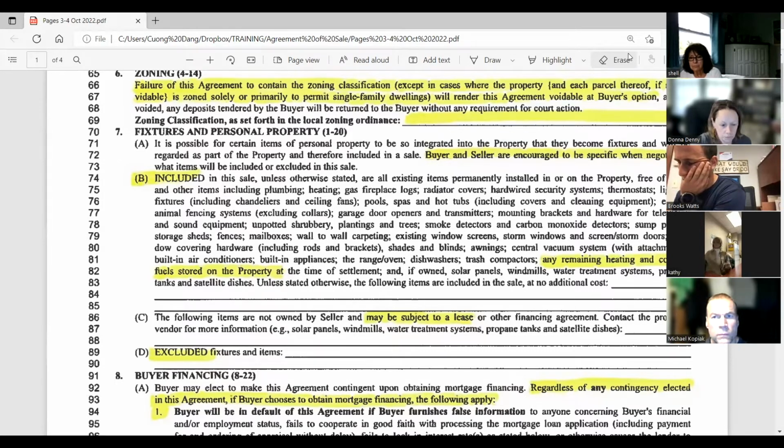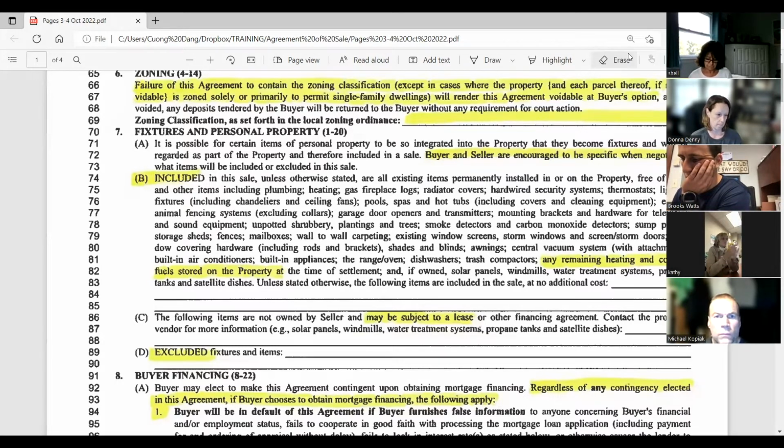Plumbing, heating, gas fireplace logs, radiator covers, security systems that are hardwired, thermostats, lighting fixtures, pools, spas, and hot tubs, including covers and cleaning equipment, electric fencing systems, excluding the collar, okay? Garage door openers, transmitters, mounting brackets, and hardware for TV. Not the TV, but the hardware for it that is attached to the wall. Sound equipment, unpotted shrubbery. So if you have a plant that's in a pot, they can take it with them. If it's planted into the ground, it stays, okay?